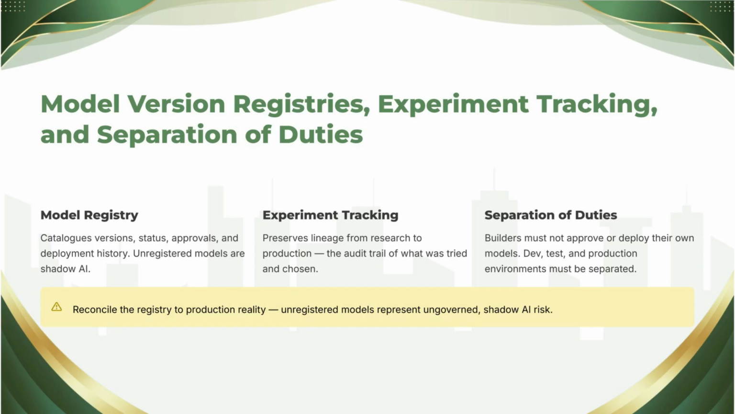Model version registries first. A registry is the authoritative catalog of models. Every version, its lineage, its validation status, its deployment state, which version runs where. Think of it as the fixed asset register, but for intelligence. Why does it matter? Because without a registry, the question, which model version made this decision last March, becomes an investigation instead of a lookup. And remember, regulators ask exactly that question.